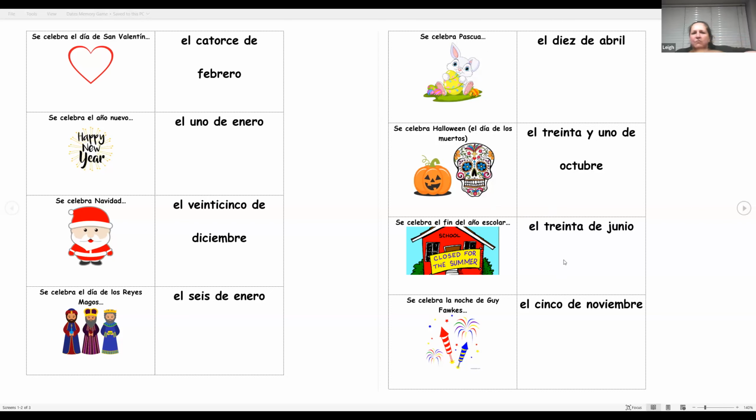30th of June. What happens then? El fin del año escolar. This is when school's out for the summer. El fin del año escolar. Last day of school. Yeah.